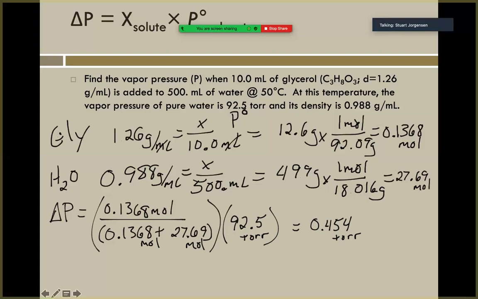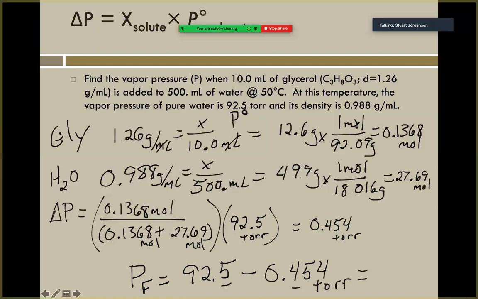The good news is, when we go to find the final pressure, we know that the P final is going to be our original pressure, which was 92.5 torr, minus this change in pressure, because we've added more attractions. When we look at decimal places here, I think we're going to the 10th place because of our sig fig and decimal rules. Regardless of how you rounded this, it's going to come out the same, I believe: 92.0 torr for our final pressure after we've made this solution.